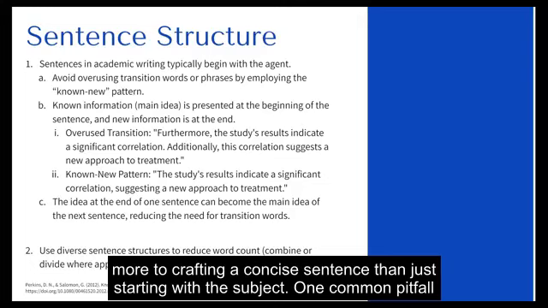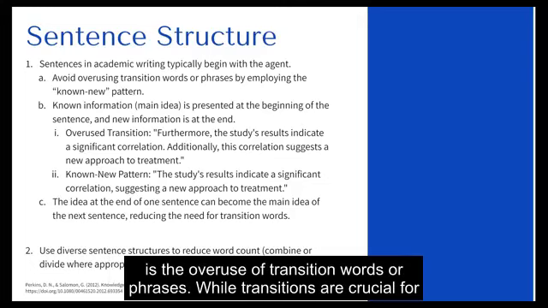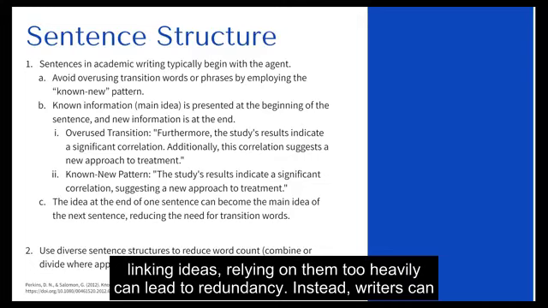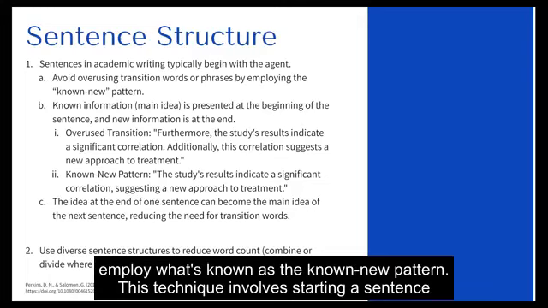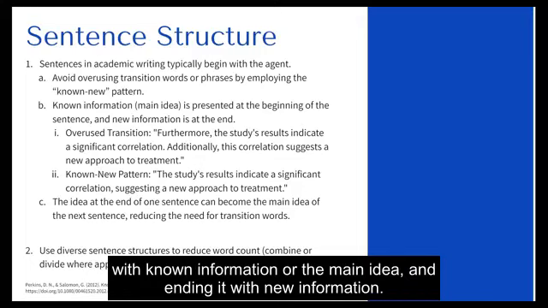One common pitfall is the overuse of transition words or phrases. While transitions are crucial for linking ideas, relying on them too heavily can lead to redundancy. Instead, writers can employ what's known as the known new pattern. This technique involves starting a sentence with known information or the main idea and ending it with new information.